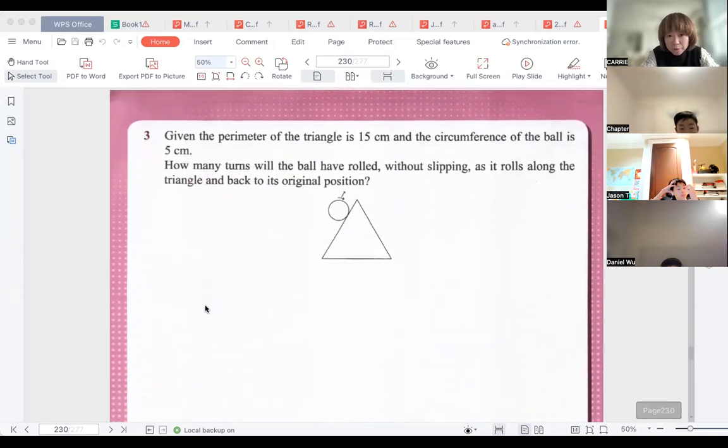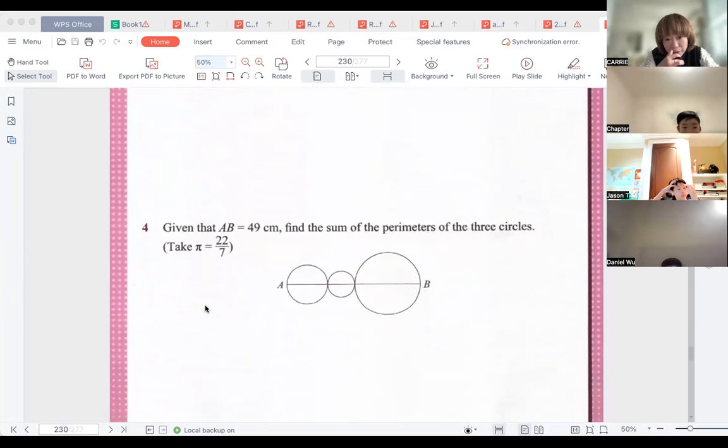Okay, number 3. Number 4. Given that AB equals 49, find the sum of the perimeter of the 3 circles. Okay, so AB all equals 49. So very easy.